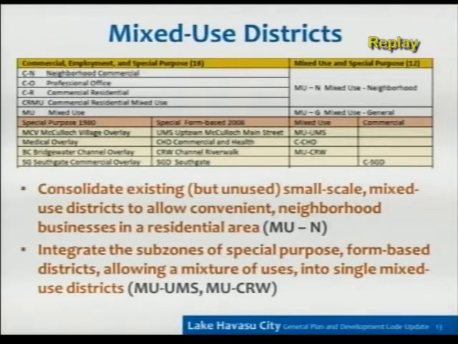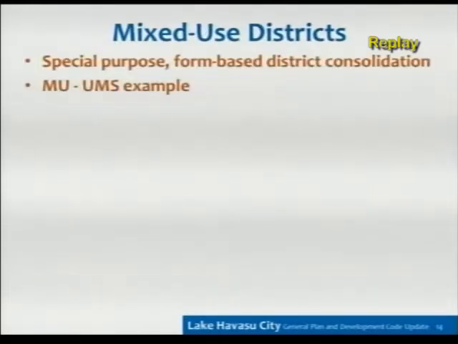And then the next couple of slides we'll walk through an example like we talked about already of mixed use UMS and mixed use CRW. And mixed use, the commercial Riverwalk district, unlike your other special purpose or form-based districts, didn't have any transect or sub-area designations. It was just one district that allowed both commercial and mixed use. So that was really easy to see how it could become a mixed use district in and of itself. Okay, so this is our mixed-use Uptown McCulloch example of the consolidations, kind of that you were talking about, Laura, that need to happen.